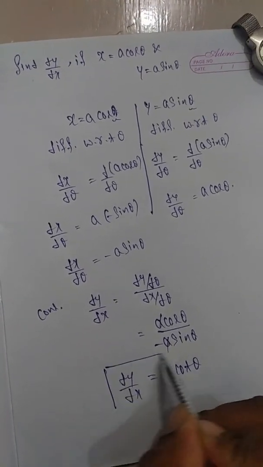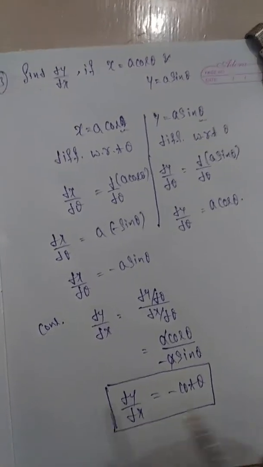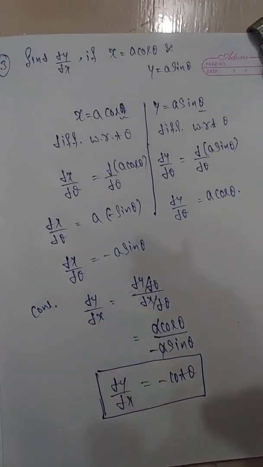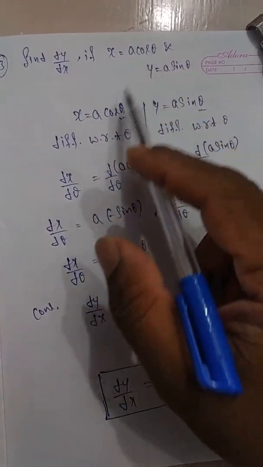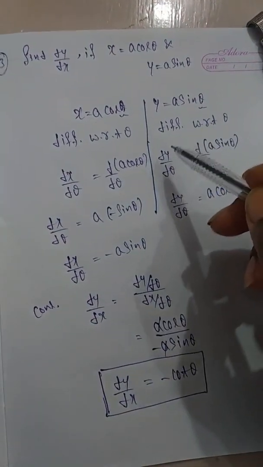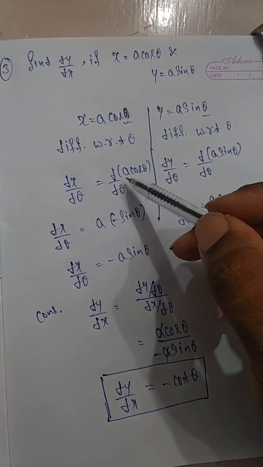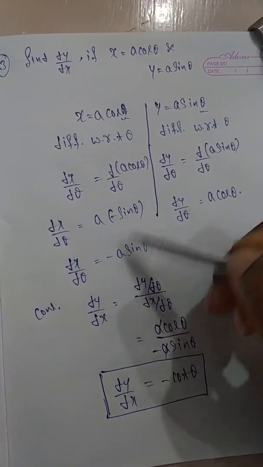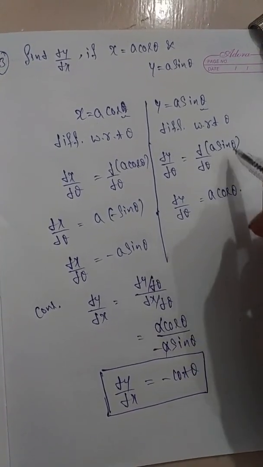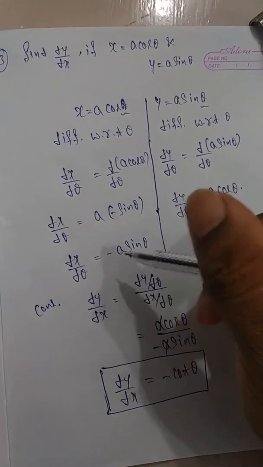So this is a given problem. Very easy problem. Once again I am repeating this one. Consider the problem x equals a cos θ, y is equal to a sin θ. You want to differentiate with respect to θ separately. Here a is a constant, so the differentiation of a cos θ is minus a sin θ. dy/dθ is equal to the differentiation of a sin θ, a is a constant, and sin θ becomes cos θ.